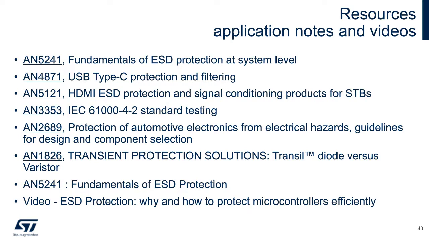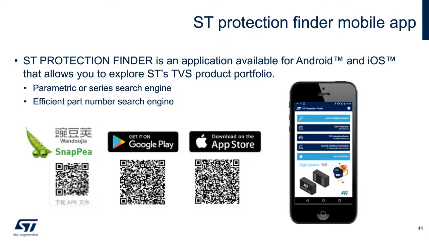ST Protection Finder is the software application available for Android and iOS that allows you to explore ST's protection portfolio. You can easily define the device that best fits your application using the parametric or series search engine. You can also find your product thanks to the efficient part number search engine. To find the right device for your application, it is just enough to fill in the entries through four particular steps.